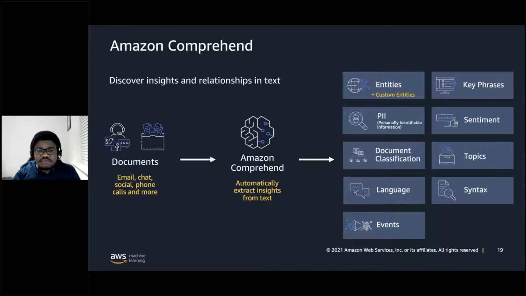For example, it will be able to detect entities, key phrases, sentiments, whether it's a positive sentiment or a negative sentiment, PII information, and it also allows you to bring your own custom entities, to train Comprehend with your own custom entities. Imagine if you're in a particular field where you have a particular set of entities that matter, or that is unique to that field, you can train Comprehend to be able to recognize those entities in any text you pass into it.